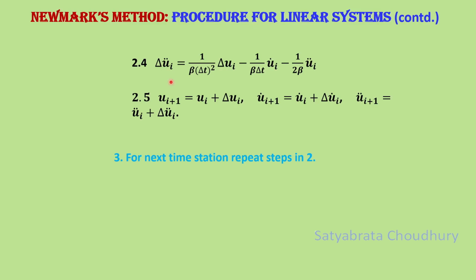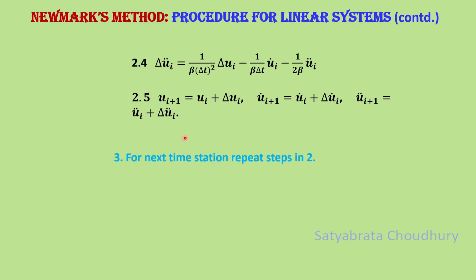How to get the final values? Final values are given like this: ui plus 1 equals ui plus delta ui, u dot i plus 1 equals u dot i plus delta u dot i, u double dot i plus 1 equals u double dot i plus delta u double dot i. All the increments are added to the previous values and you get the new values. So ui plus 1 is the new value of the displacement, ui is the previous value of the displacement. So every instant we are satisfying the equilibrium and solving it through time step analysis.